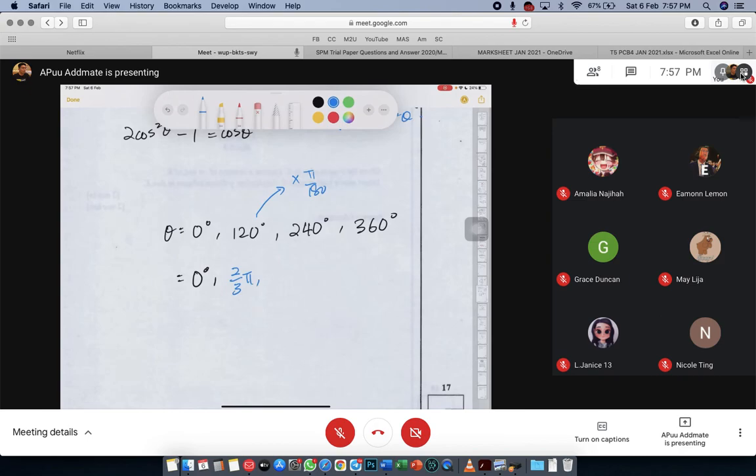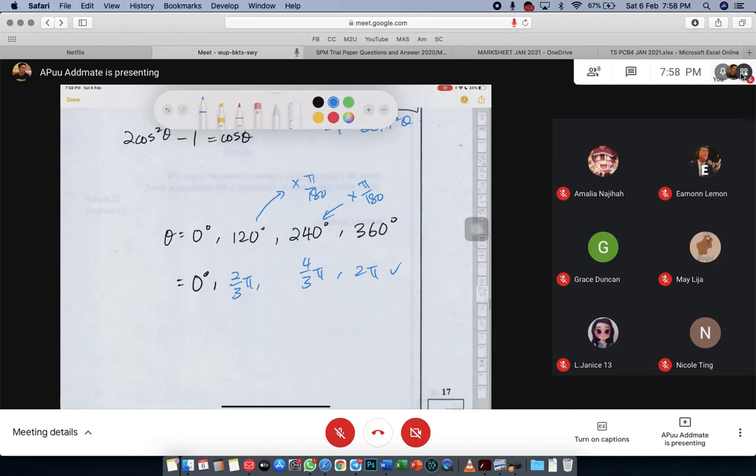2 over 3 pi. Okay? And then 240 times pi over 180, you're going to get 4 over 3 pi. And then what about 360 degree? 2 pi. Very good. So your answer is in the form of pi. Okay? Look at the question and please don't make silly mistakes like this.